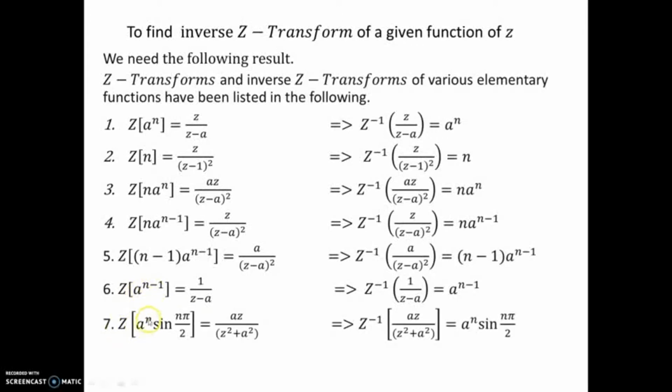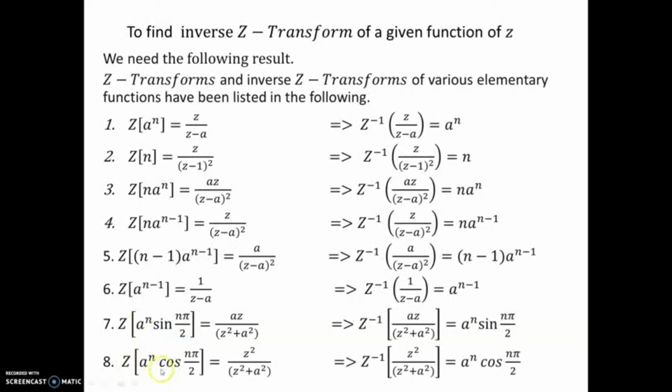Z transform of a power n sin n pi by 2 equals a z by z squared plus a squared. We get Z inverse of a z by z squared plus a squared is a power n sin n pi by 2. Similarly, Z transform of a power n cos n pi by 2 equals z squared by z squared plus a squared. We get Z inverse of z squared by z squared plus a squared is a power n cos n pi by 2. So these formulas are very important to find the inverse Z transform of a given function of z.